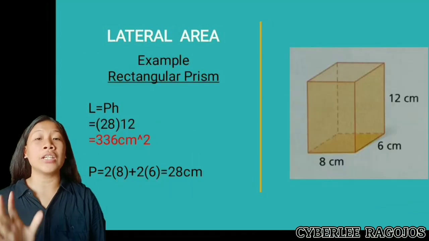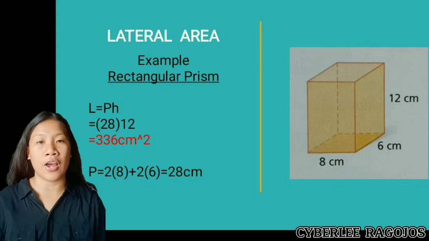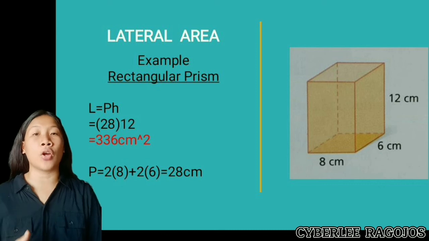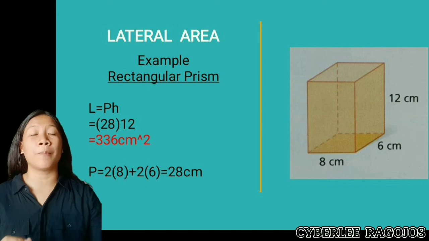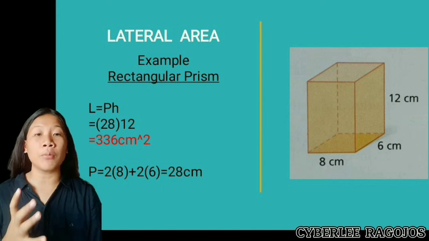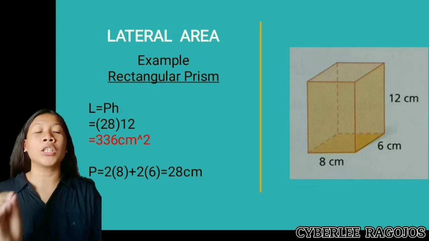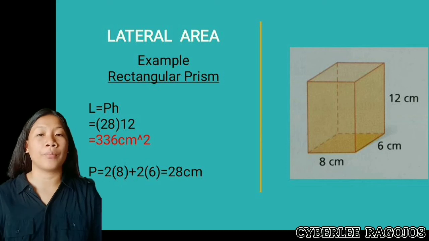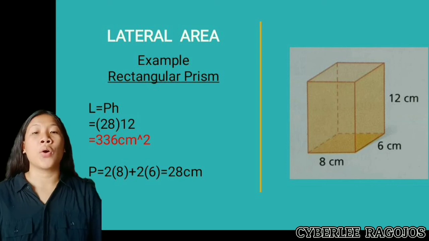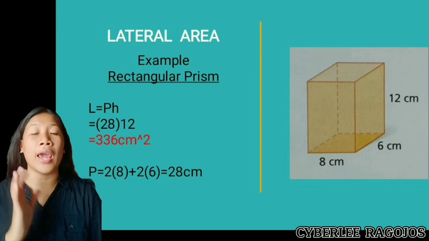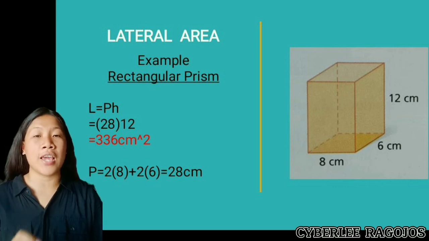So, let's have an example for you to understand and know how to compute the lateral area. So, meron tayong shape dito wherein merong mga measures which is a rectangular prism. And we need to use the formula, which is lateral area is equal to perimeter of the base multiplied by the height of the prism, or L is equal to P multiplied by H. So, yung nakuha natin is 28 multiplied by 12 equals 336 cm squared.